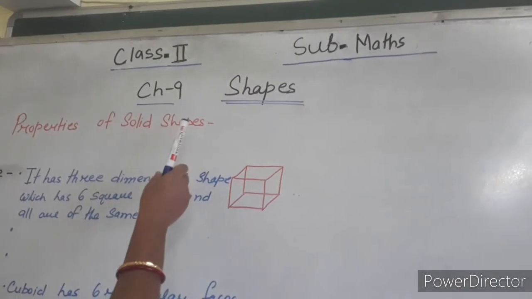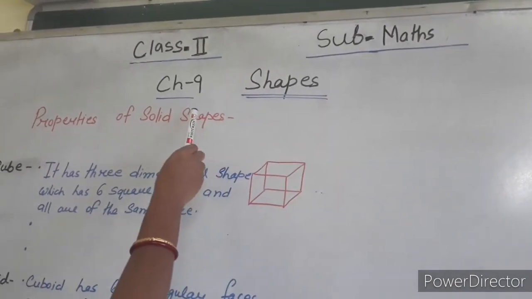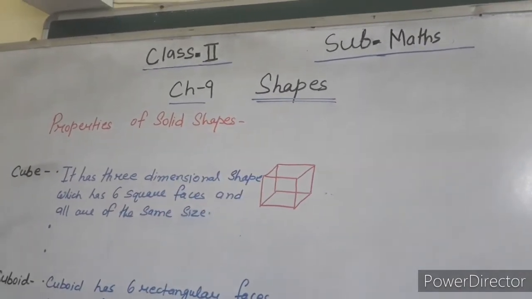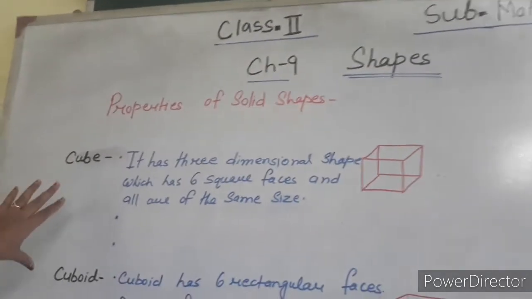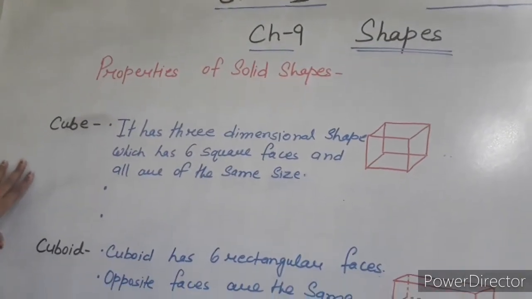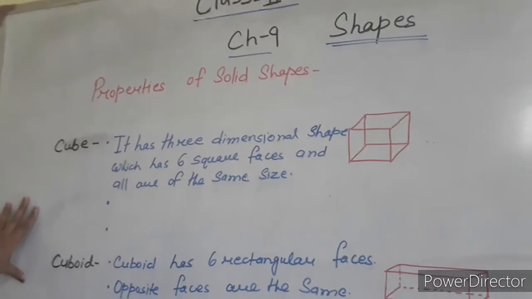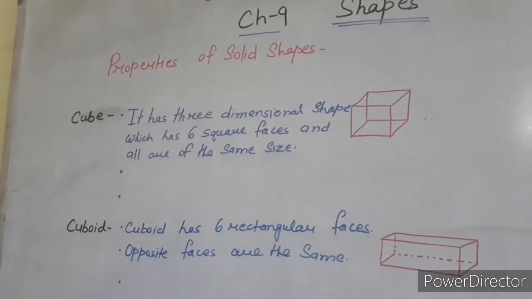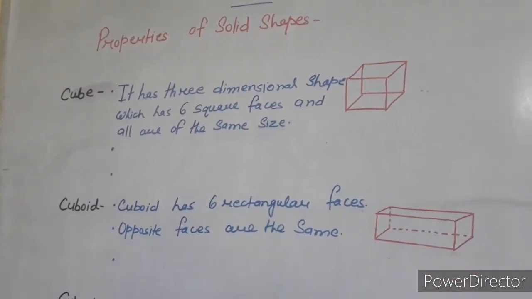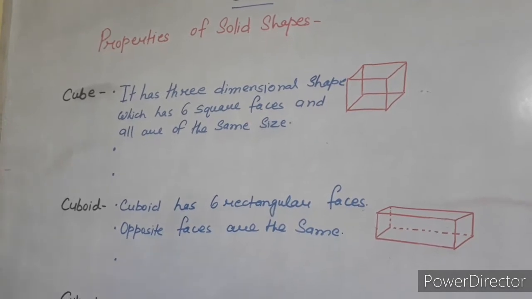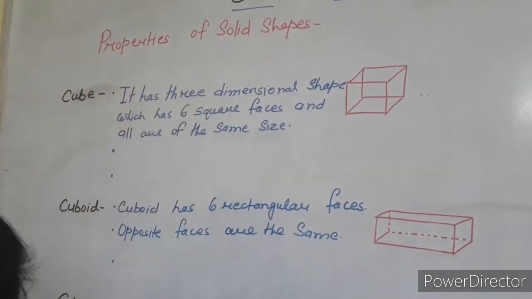Take your next class of maths of class 2. Your chapter number is chapter 9, shapes. Today I am going to discuss the properties of solid shapes. In my previous class I discussed the identification of solid shapes, that is 3D shapes. Then properties of solid shapes.